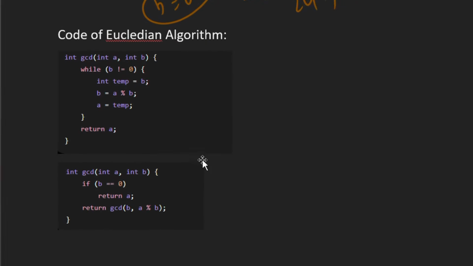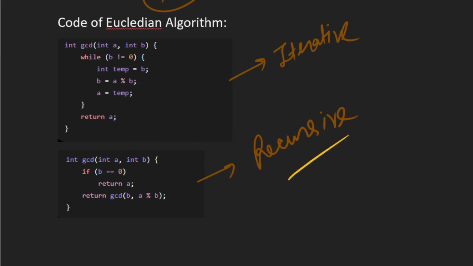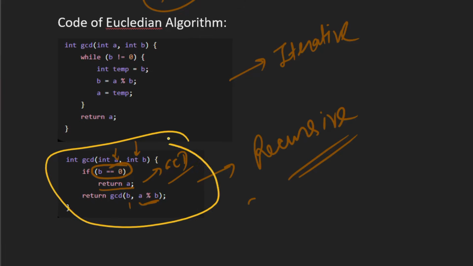Now let's see the code of the Euclidean algorithm. This is the iterative approach, or iterative code, and this one is the recursive code. In the recursive code, when b becomes 0, whatever value we have of a is our GCD, so we return that. Else, instead of GCD of a comma b, we call GCD of b comma a modulo b, like we have seen in the example.